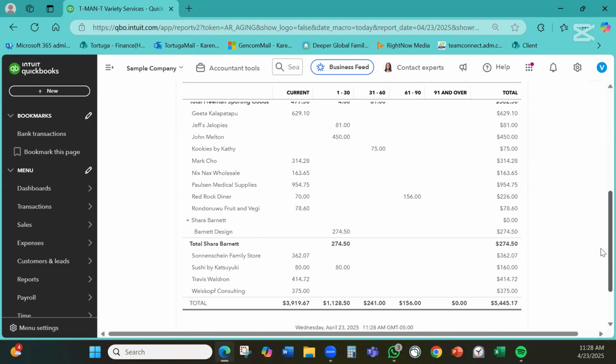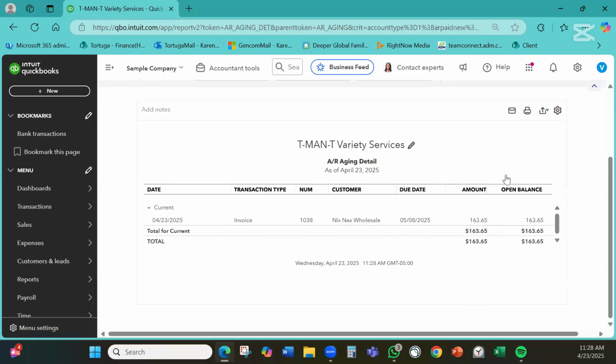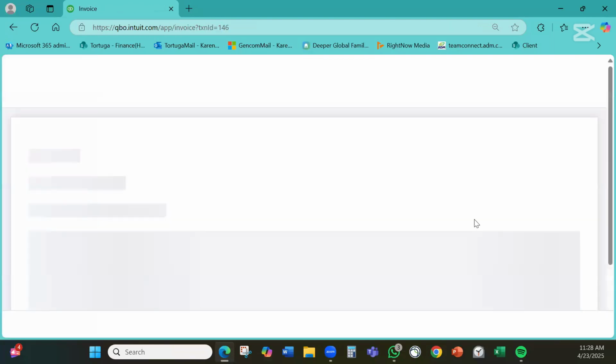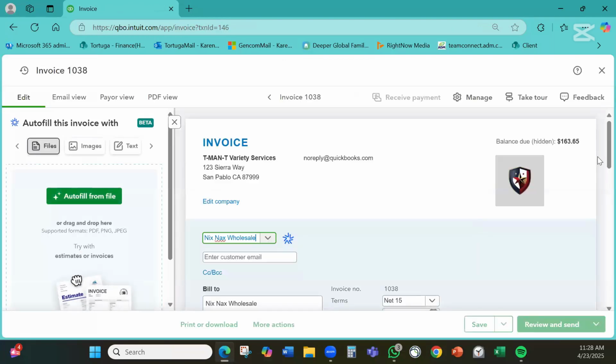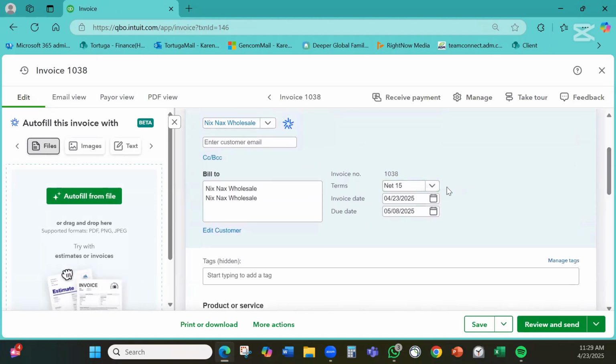Classic view. I love this. All right, so if you look, see Nick Snacks here? This was the one we just entered. So you will see that it is current, and current because we had set up the term to say immediate. So we had just set it up here, and if you double click on here, it will take you back to the invoice. See, you can see the invoice that we created. Now I had 15 days. Okay, so it's current. All right.